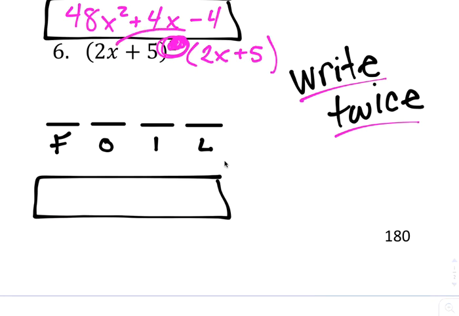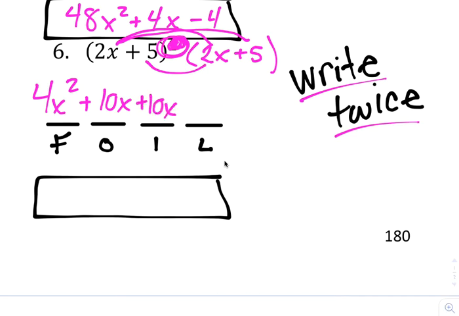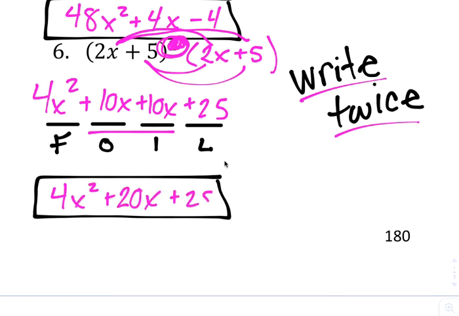Multiply first. 2x and 2x is 4x squared. 2x and 5, my outers, is 10x. Move to the 5 now. 5 times 2x is another plus 10x. 5 and 5 is a positive 25. Now, these are the same. They're not going to cancel. They're going to combine. 4x squared plus 20x plus 25.